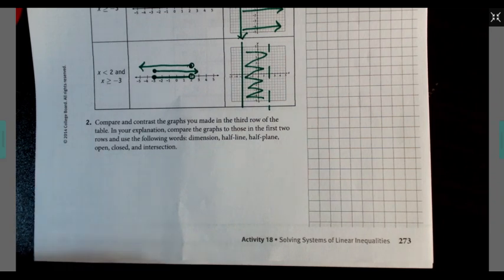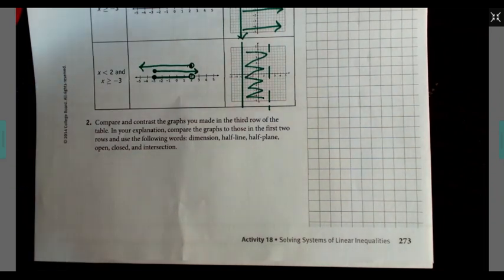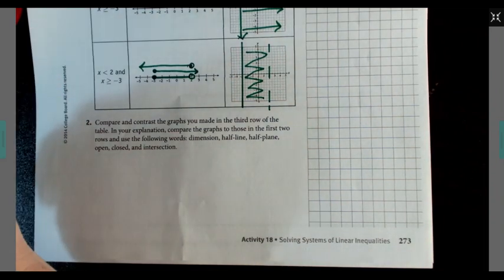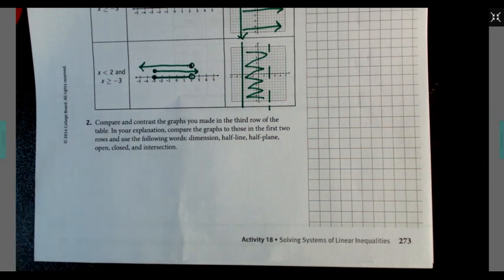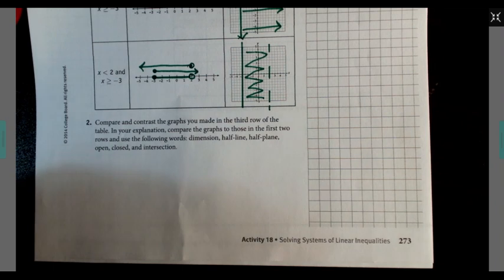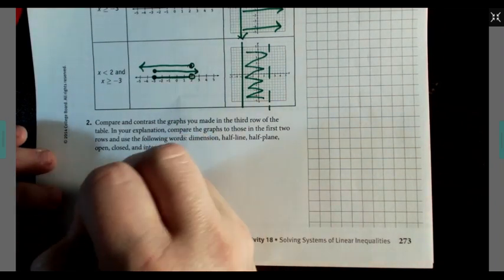Compare and contrast the graphs you made in the third row of the table in your explanation. Compare the graphs of those in the first 2 rows and use the following words: dimension, half line, half plane, open, closed, intersection.